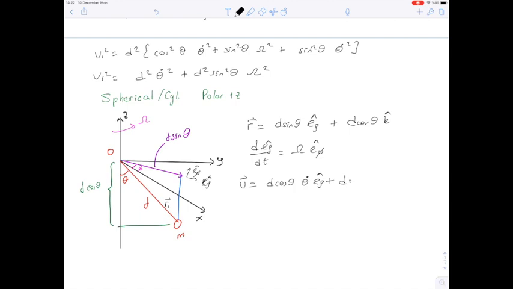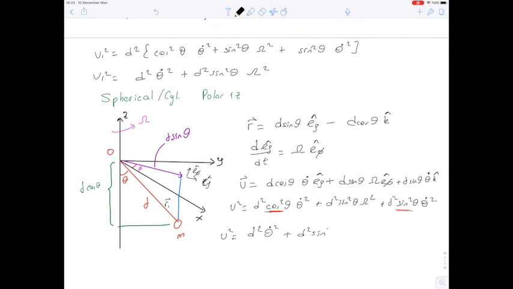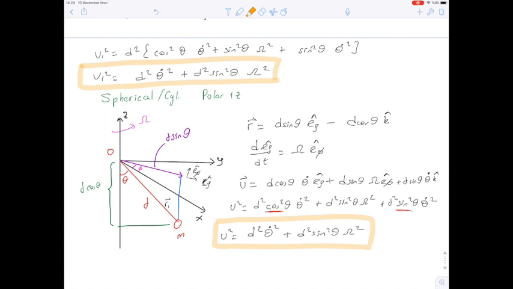And then next we get d sine theta omega e phi, plus d sine theta theta dot in the k direction. So v square, since e rho, e phi, and k are all orthogonal to each other, is d square cosine square theta theta dot square plus d square sine square theta omega square plus d square sine square theta theta dot square. And again, cosine square plus sine square is 1, so you can rewrite this as d square theta dot square plus d square sine square theta omega square as before. As you can see, this expression is exactly the expression that we got with the Cartesian. So nice.